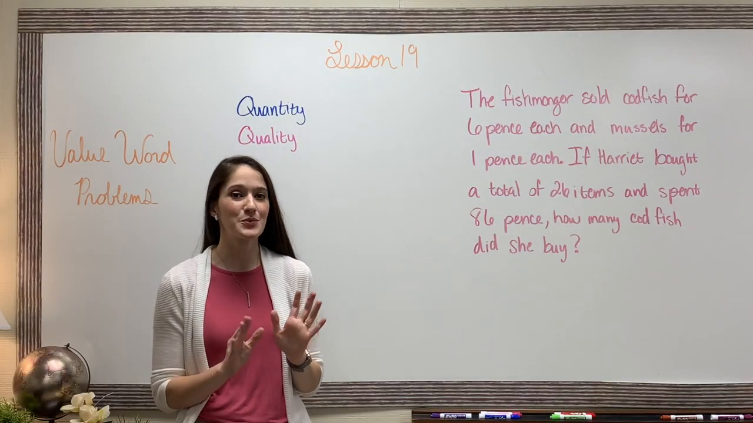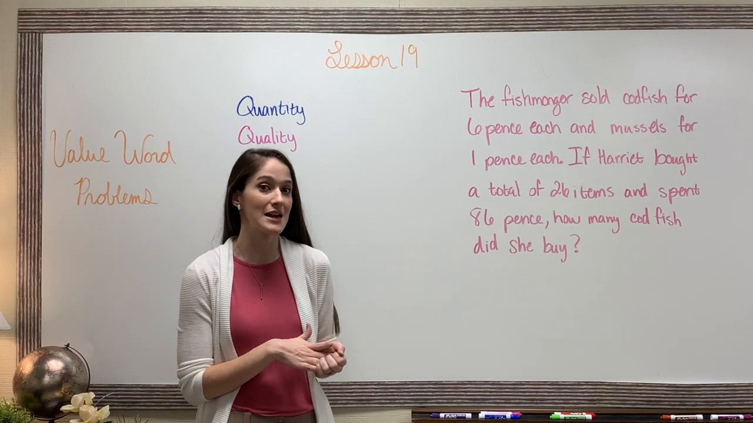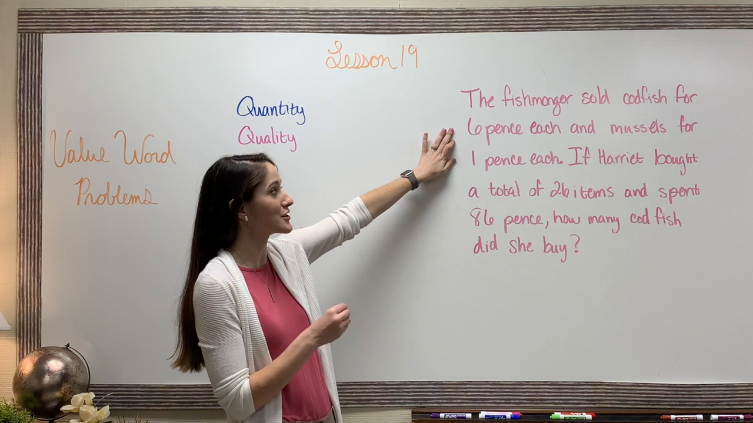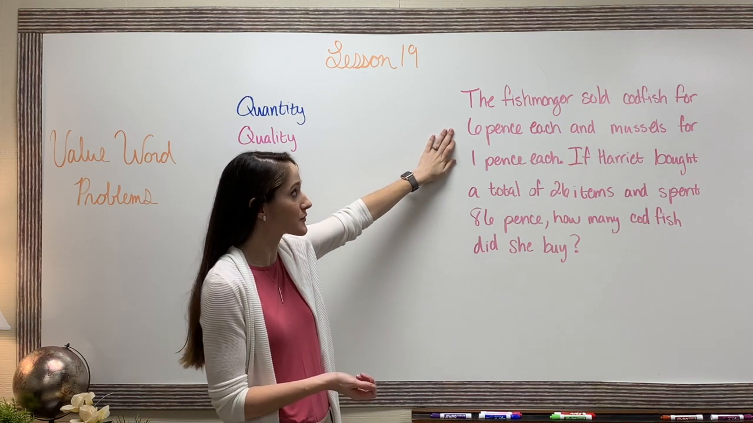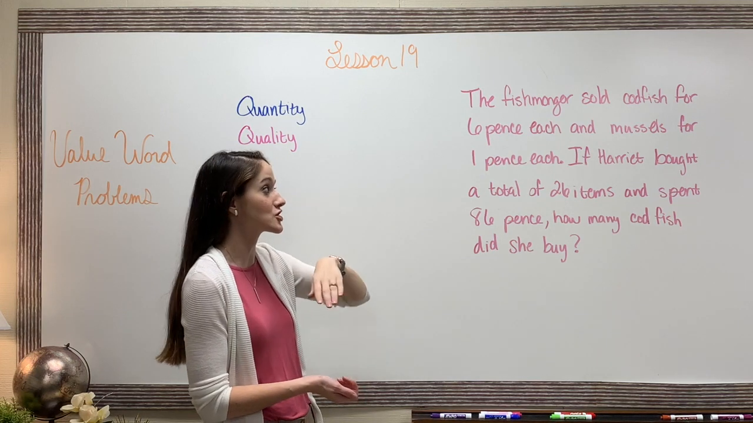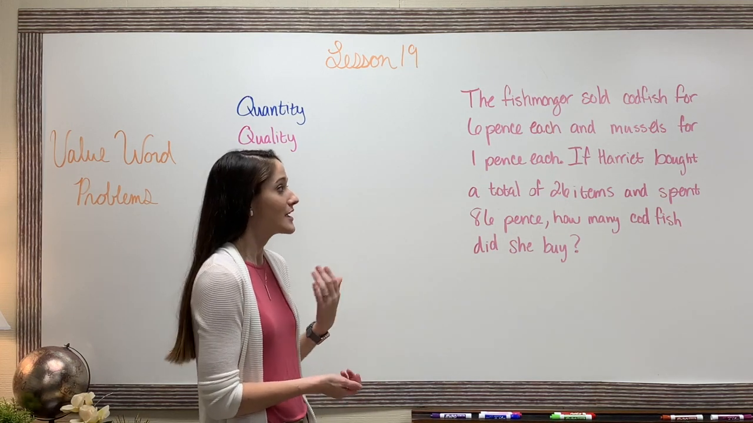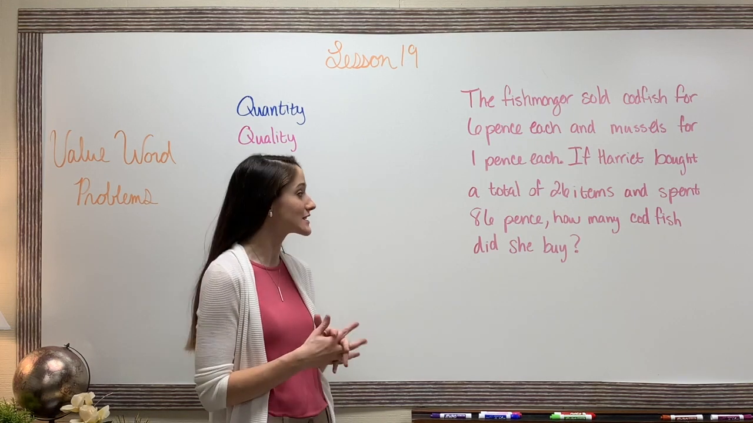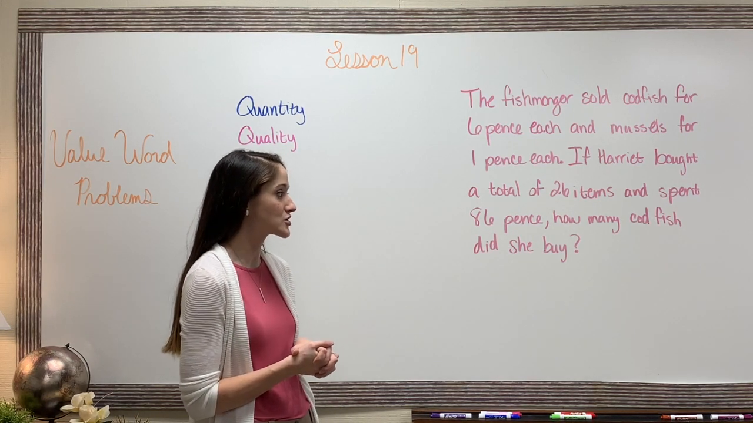Our second example is not dealing with nickels and dimes. In this case, we're actually dealing with pence, and they are using pence to purchase codfish and mussels. So the fishmonger sold codfish for 6 pence each and mussels for 1 pence each. If Harriet bought a total of 26 items and spent 86 pence, how many codfish did she buy?